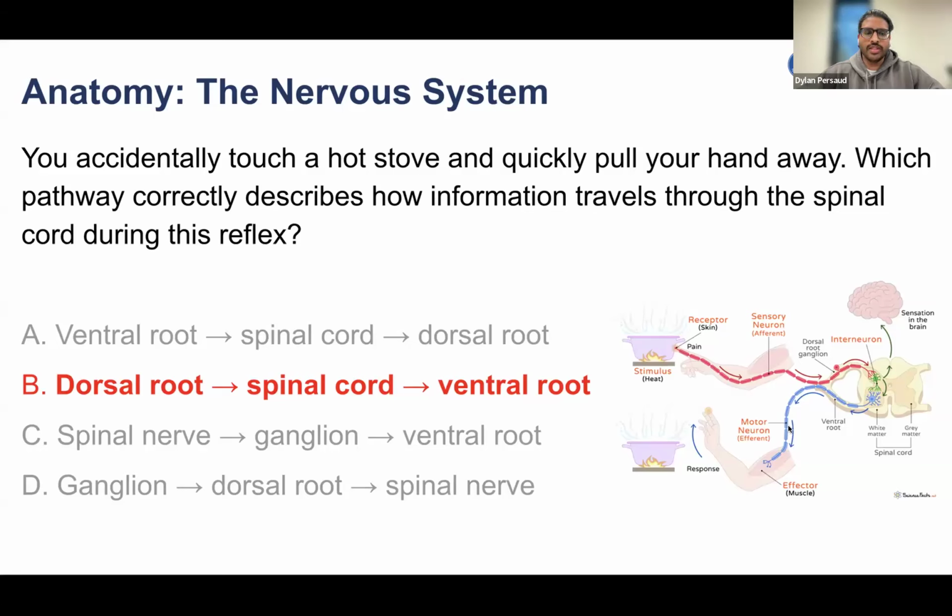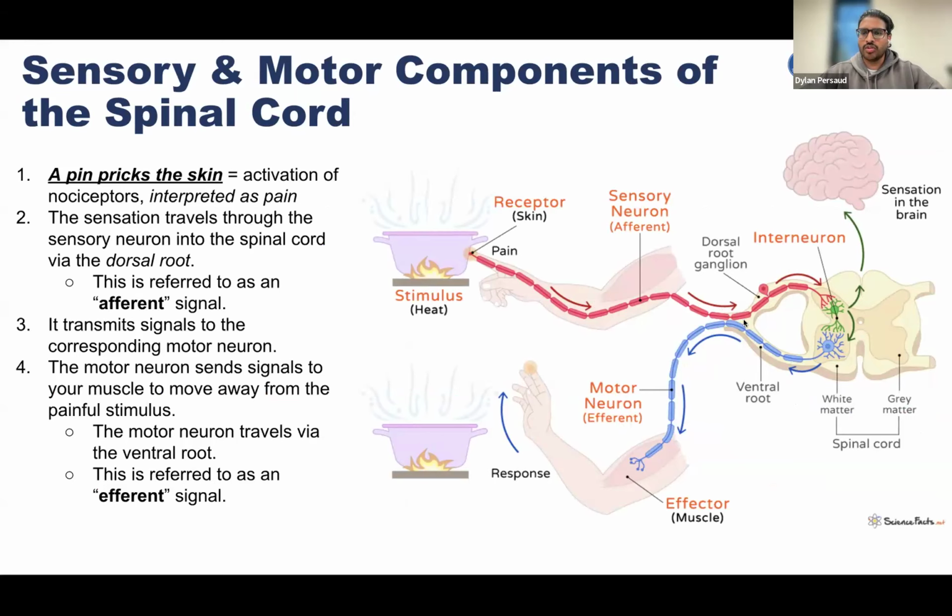Because that's a reflex. So I'm just going to make this picture a little bit bigger just to talk about it. So now we have sensory and motor components of the spinal cord. So I kind of just talked a little bit about our one-way and two-way highways. So we have our two-way highway. This is our spinal cord here. One-way, which is our sensory because it's our dorsal root. So dorsal is sensory. And then our ventral portion, which is going to be motor. And that's going to be our ventral root there, spinal nerve.